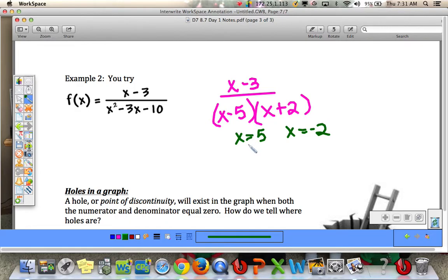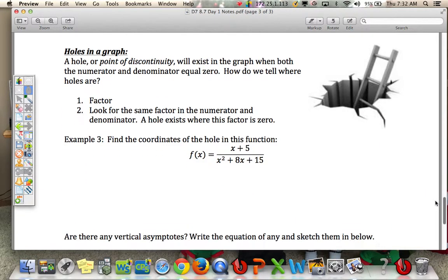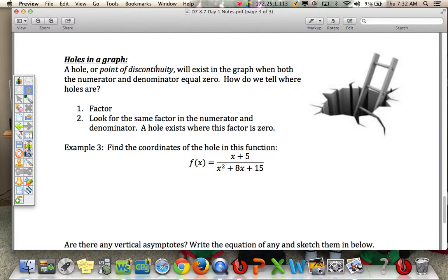One more thing we'll look at today is called a hole in the graph. And this happens when you have the same factor on the top and the bottom. A hole or point of discontinuity will exist in the graph when both the numerator and denominator equal 0. How do we tell where the holes are? You factor. You look for the same factor in the numerator and denominator. A hole exists where this factor is 0.